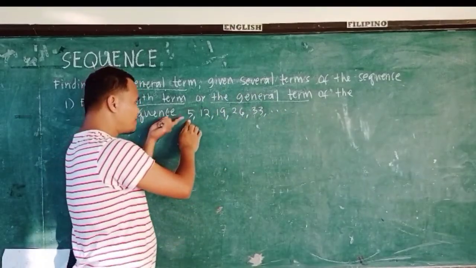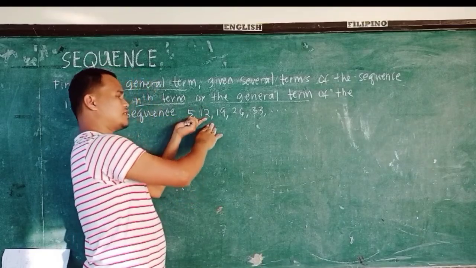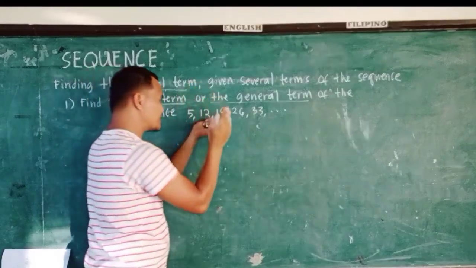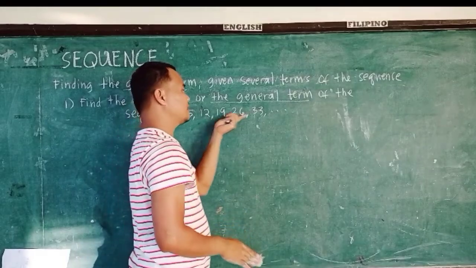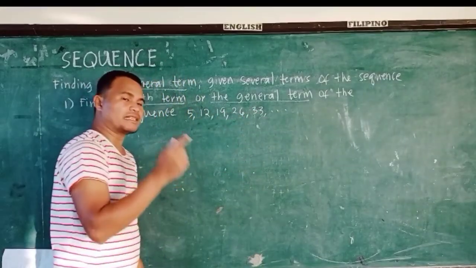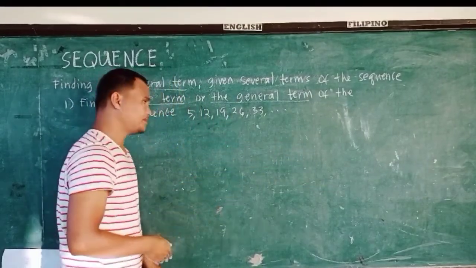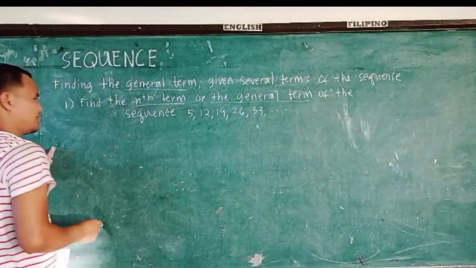So here, 5 plus 7 is 12. 12 plus 7 is 19. 19 plus 7 is 26. 26 plus 7 is 33. So the pattern is, the sequence is added by 7 to obtain the next term. So the pattern is adding 7, a common difference.